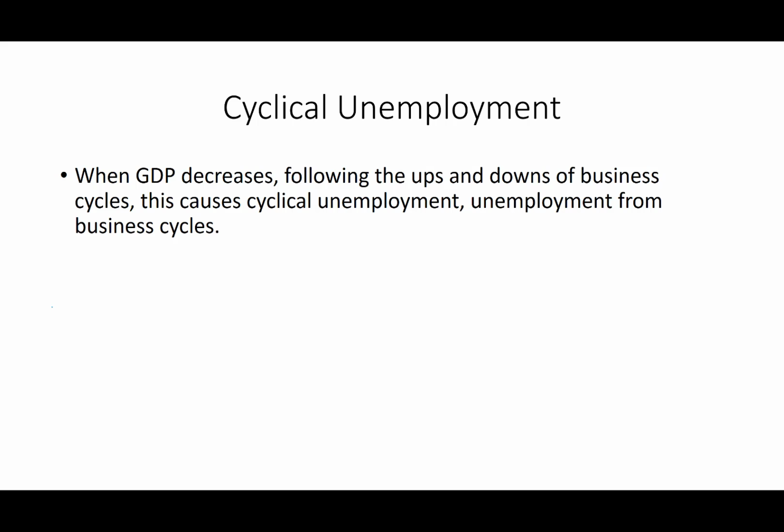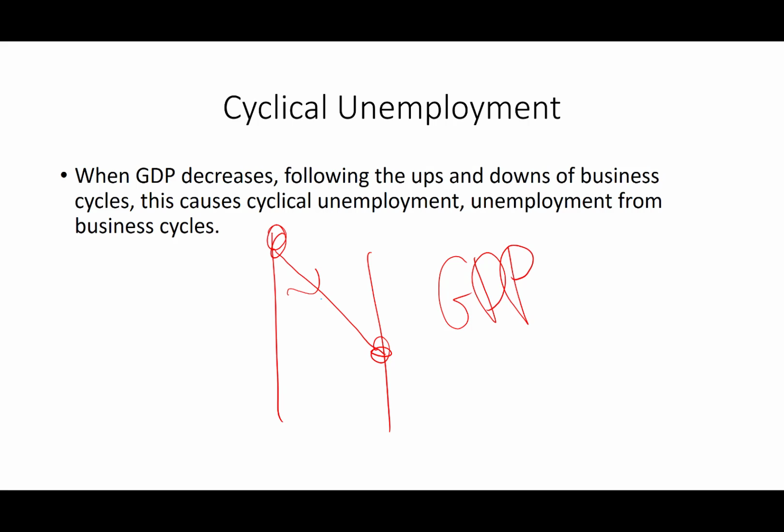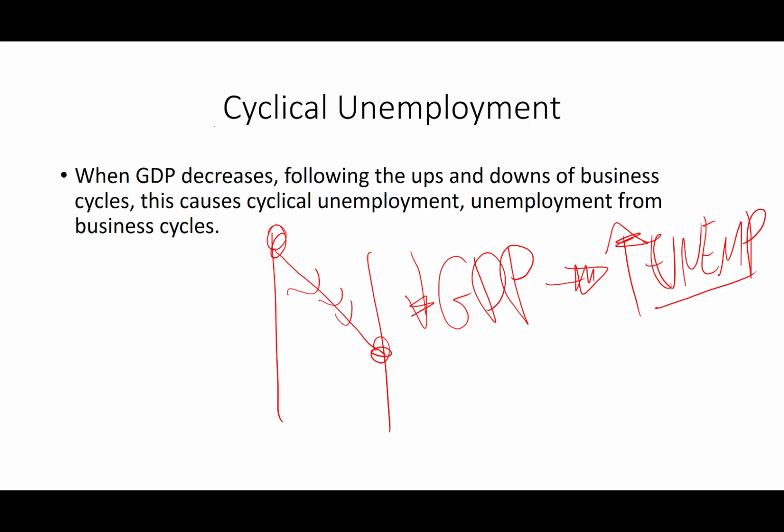So lastly, cyclical unemployment. When GDP decreases, following the ups and downs of business cycles, this causes cyclical unemployment, unemployment from business cycles, such as a recession. From that point to that point in GDP, we know that as GDP decreases, it translates to an increase in unemployment, which is part of cyclical unemployment.